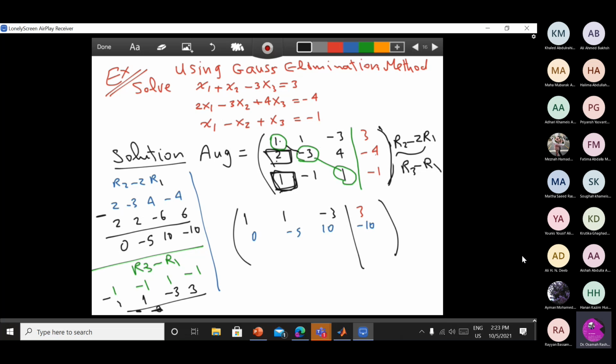Minus 1 minus 1 will be minus 2. 1 minus minus 3 will be 4. Minus 1 minus 3 will be minus 4. So I have this one, which will be 0, minus 2, 4, minus 4. So I have done this one.